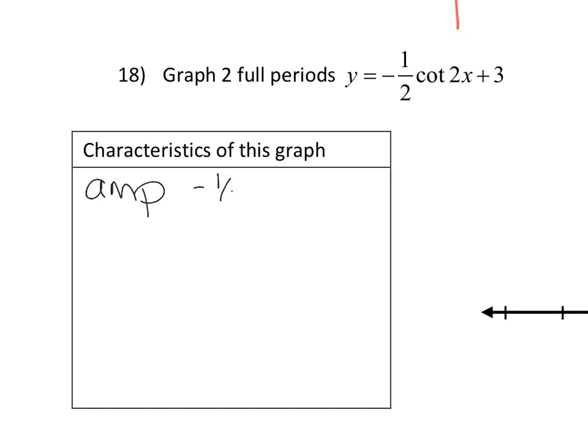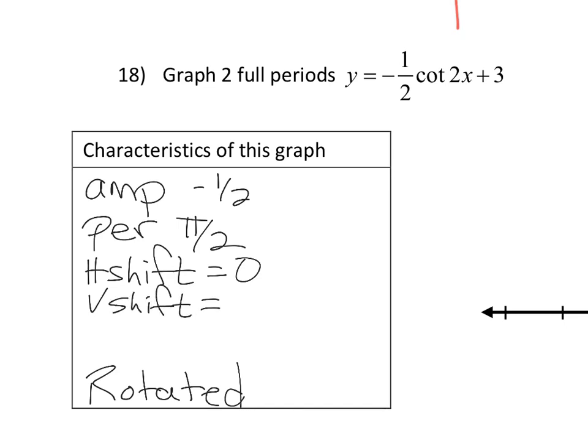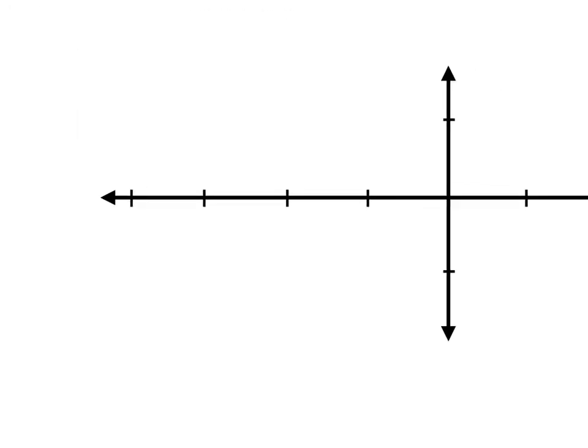Amplitude, negative 1/2. Well, this means it is indeed rotated. I have a period change of pi over 2. I have an H shift of 0 and a V shift of +3. Okay. My period is pi over 2.